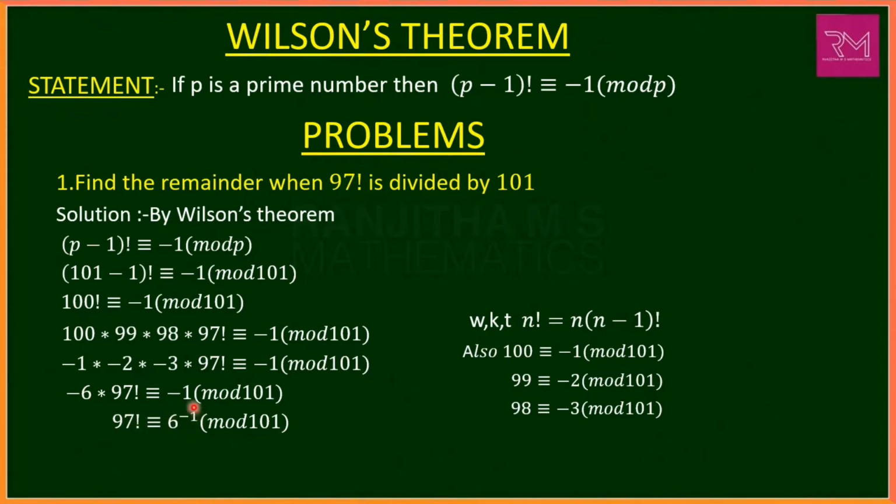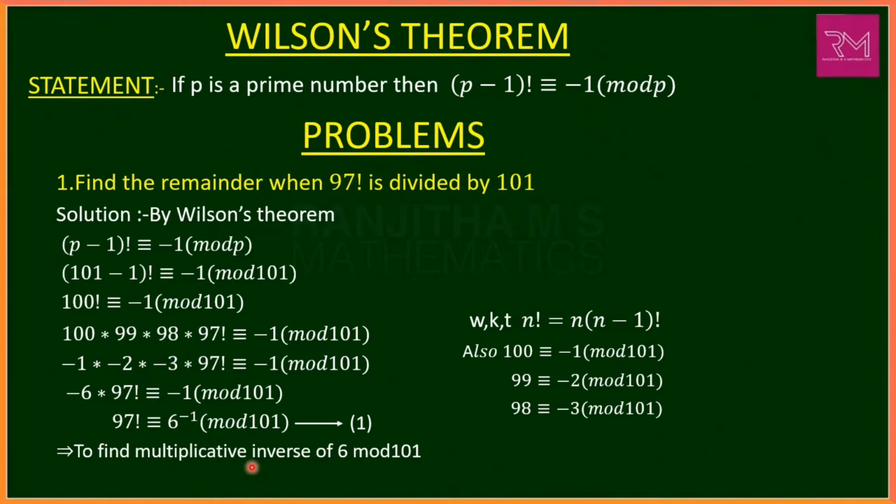But here we have to find the value of 6 power minus 1. So 6 power minus 1 is nothing but the inverse of 6. That means we have to find the inverse of 6. Next step, we have to find the multiplicative inverse of 6 under modulo 101. In previous problems, we didn't find the inverse for any of the values or any of the congruences. But here we have to find the multiplicative inverse for 6 under modulo 101.